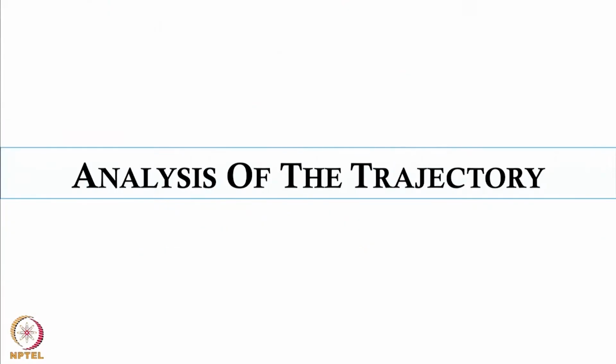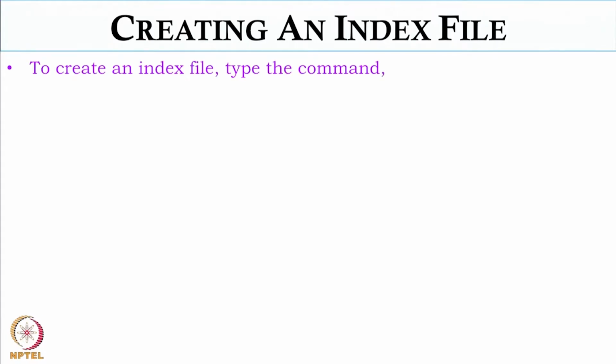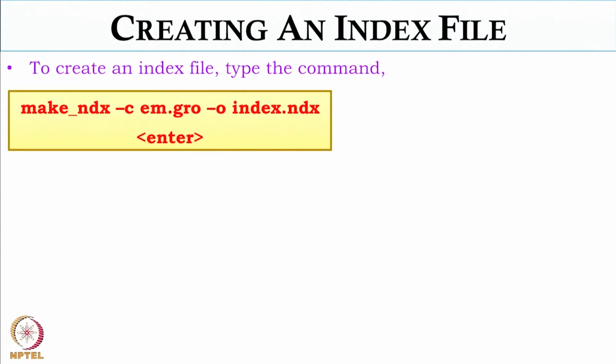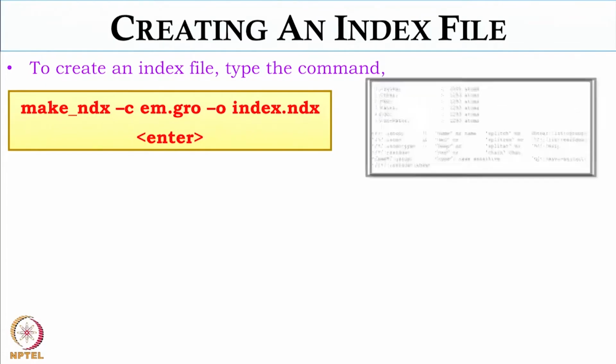So now we will proceed towards the analysis of the trajectory. Here also we will first create an index file. To create an index file, we type the command make_ndx -c em.gro. Similarly here we can use any gro file, full.gro or conf.gro. All those GRO files will have the same index. Then -o index.ndx, and when we type enter, something like this will be displayed.